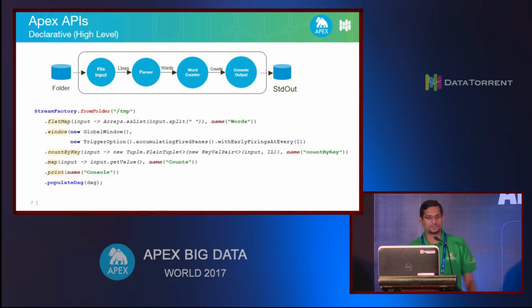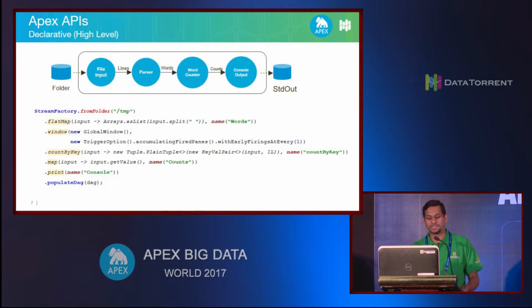So we have something called a stream factory, and a bunch of methods are implemented in it. One of the methods is from folder, so it becomes a source of the DAG now. From folder becomes, let's say, a /temp folder.